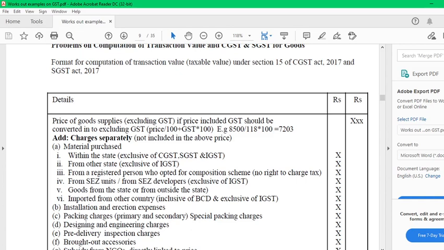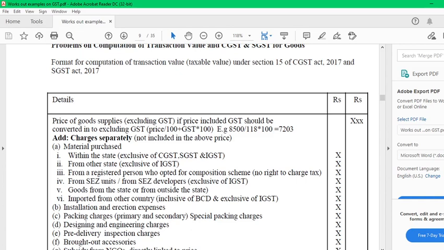Price of goods supplied should be excluding GST. If including GST, convert into excluding price of the goods. How to convert? Simple equation: the price divided by 100 plus GST, into 100. Example, the price of the goods including GST is 8,500. The GST is 18%. Therefore, 100 plus 18, 118 as denominator, into 100, gives 7,203 or 7,200, the price of goods.